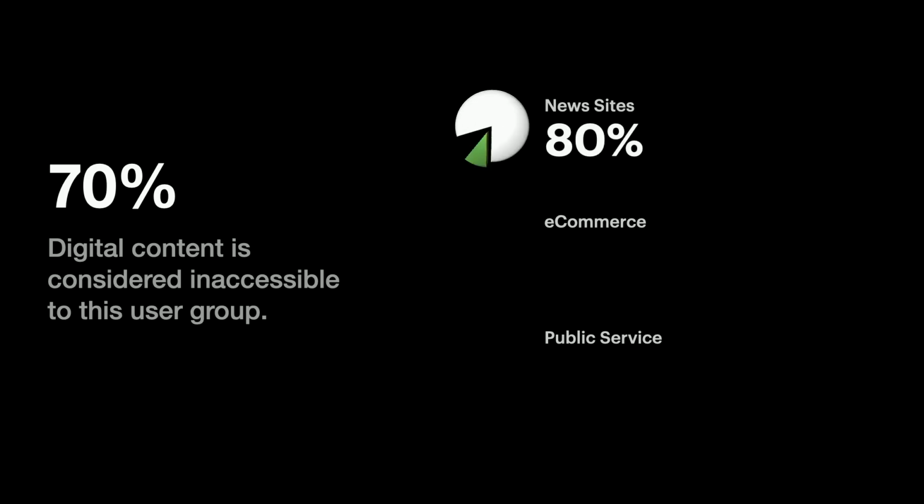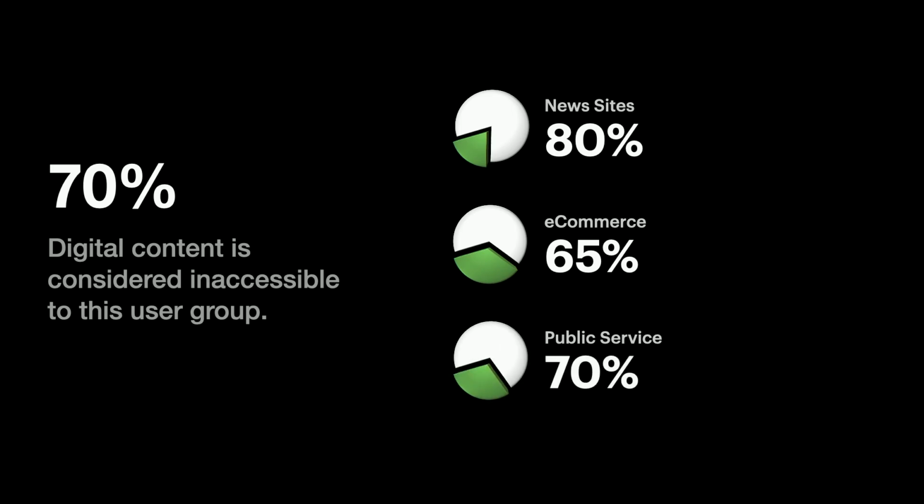When we look at the web as a whole, 70% of digital content is considered completely inaccessible to this user group. 80% of news websites, about two-thirds of all e-commerce websites. So if your goal is to sell products to customers, you'll have this huge chunk of customers, 1 in 7, who can't use your products. And when it comes to public services, about 70% of all public service websites have problems.